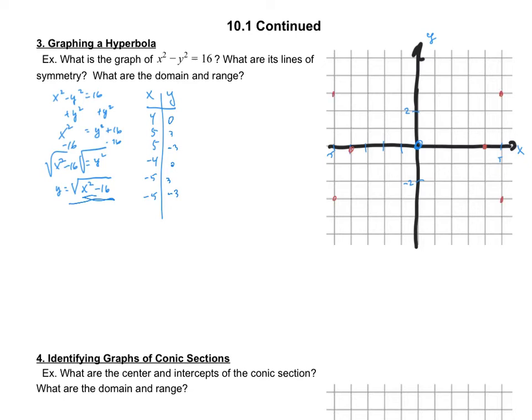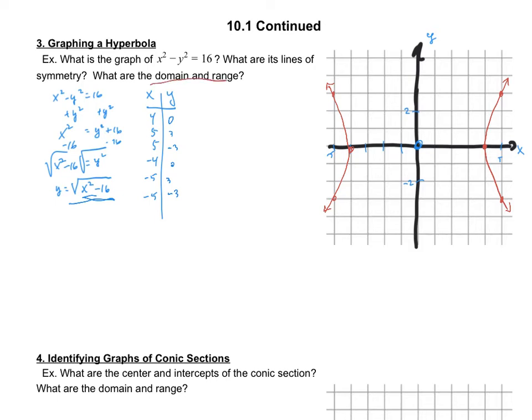Okay, now that I have that conic section, if we connect our points, we're going to find that we have something that does this, and again on the other side. And that is the shape of a hyperbola. Plot enough points to see the pattern and then go ahead and connect it.